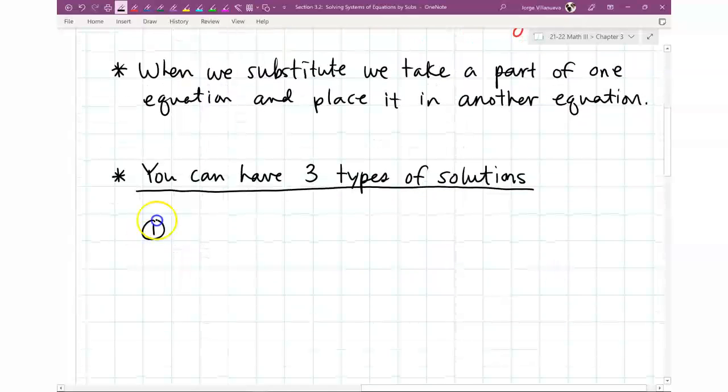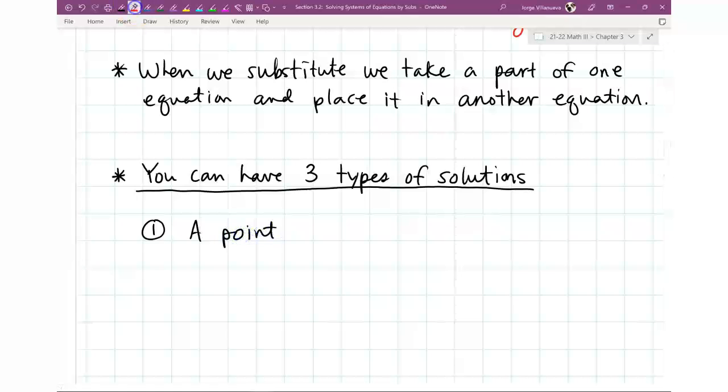So the very first type is a point. In other words, it's going to look like this: A comma B. So like 1 comma 3 or negative 6 comma 8. You're going to get an answer that turns out to be a point. Okay? So that's the first type, the most common type.